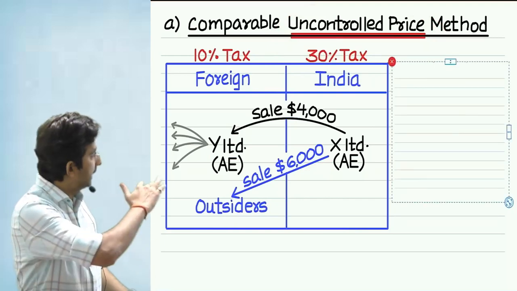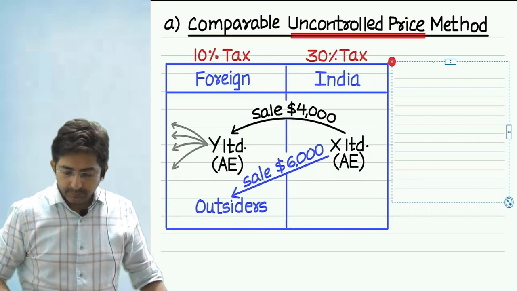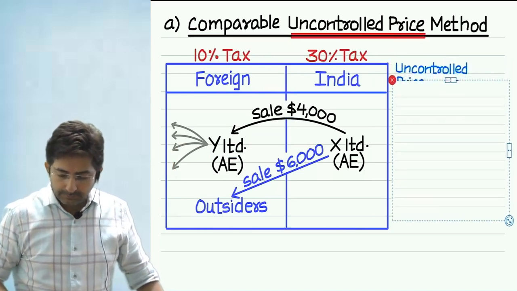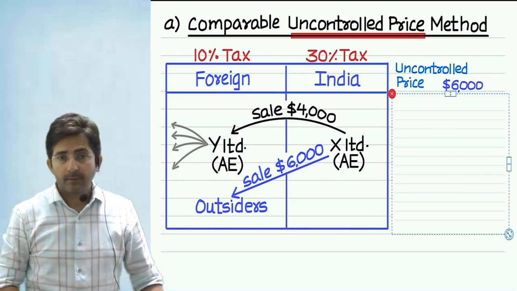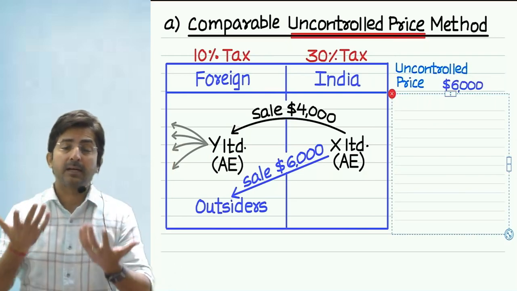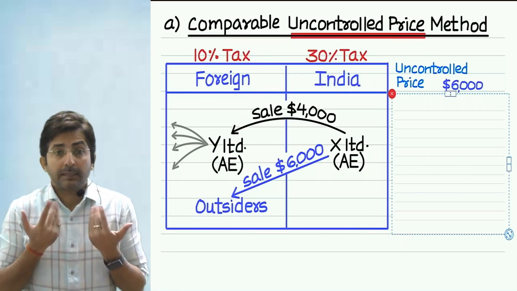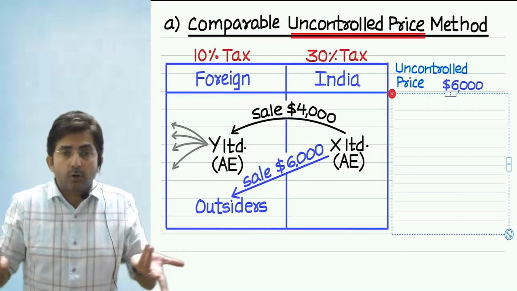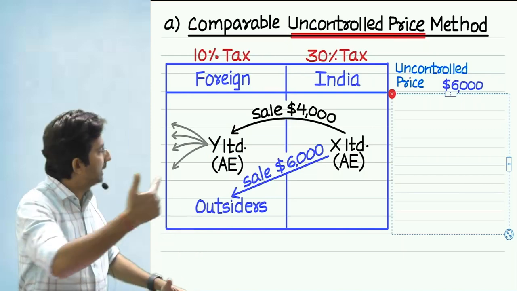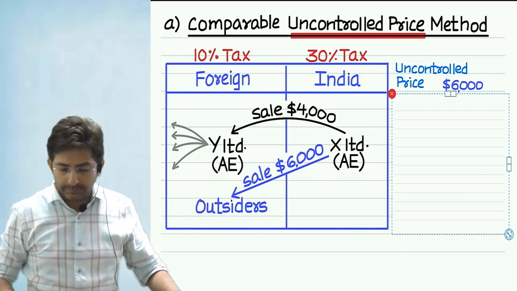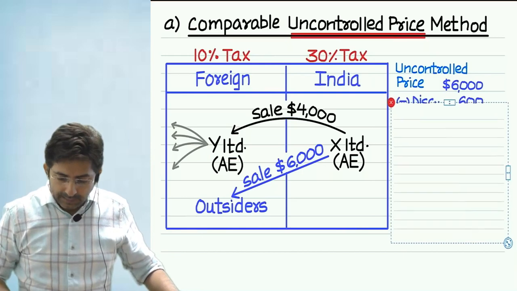So see here, look at how the solution will look. Look at the right hand side of the screen. See, the solution will be like this. Did you see what I have written? Your answer will start with uncontrolled price only, because the title of the method is uncontrolled price method. Start with uncontrolled price. And what is the uncontrolled price in my example? 6,000.